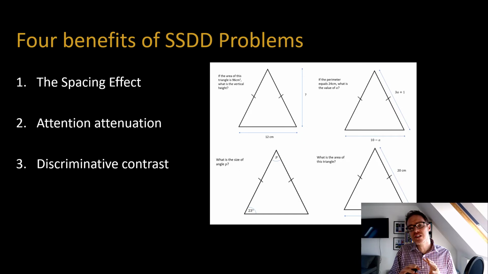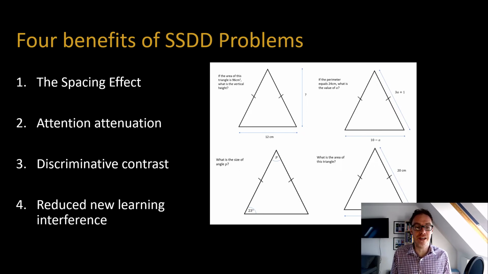Whereas if they've got this consistent surface feature, either in terms of context or in this case an image, you've got to say, okay, I can see that's the same, but what's different that means I'm going to approach this problem, let's say, using forming and solving equations, whereas this problem I'm going to approach using Pythagoras' theorem, and so on. And the final benefit, and I think this is quite an interesting one, is they reduce new learning interference.